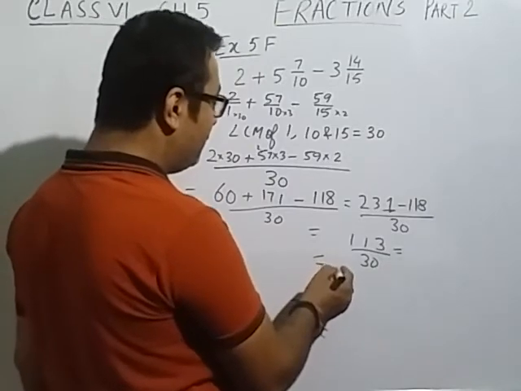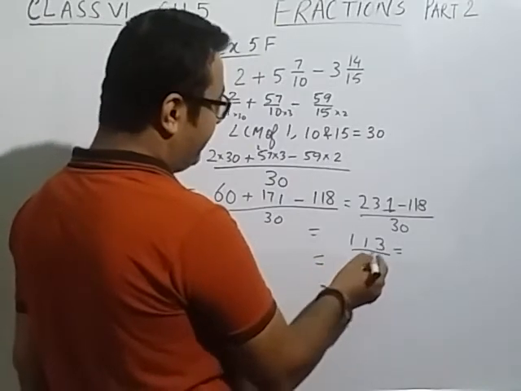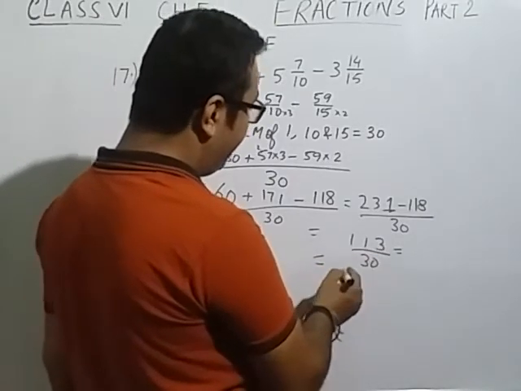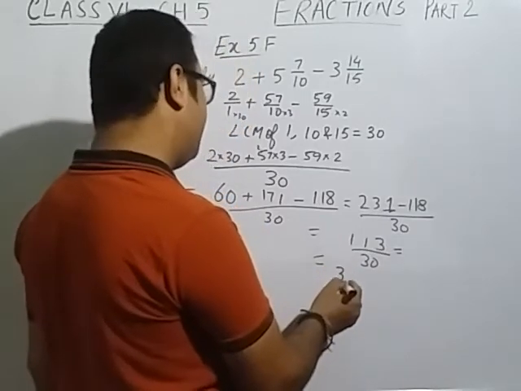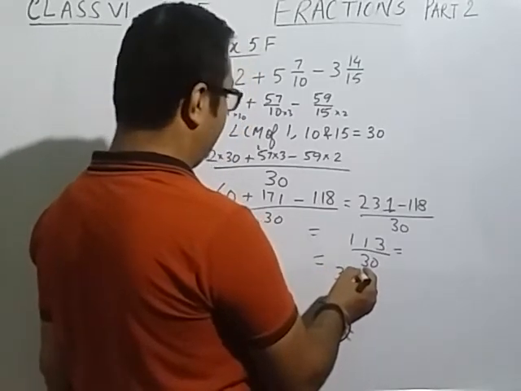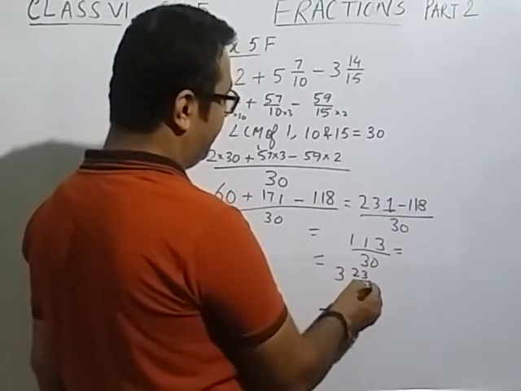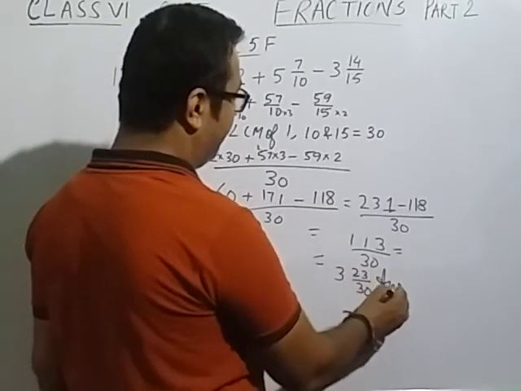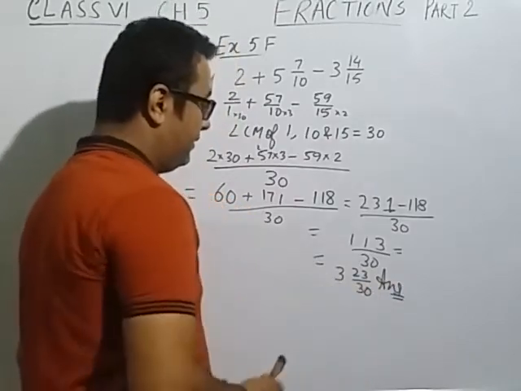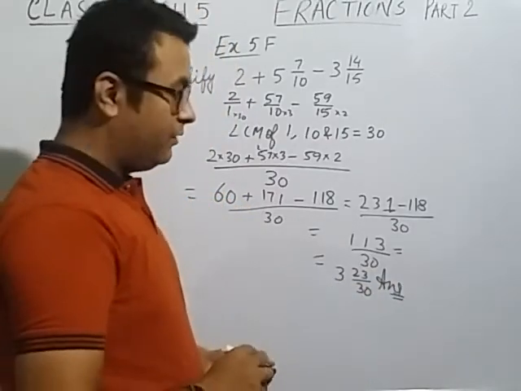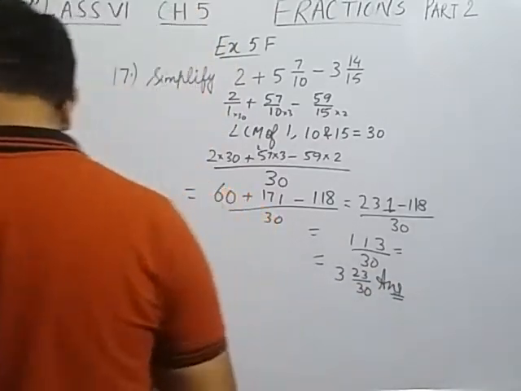It will be equal to, let us divide 113 by 30, it will give 3 whole 23 upon 30. This will be our final answer. Okay, let's move to the next question.